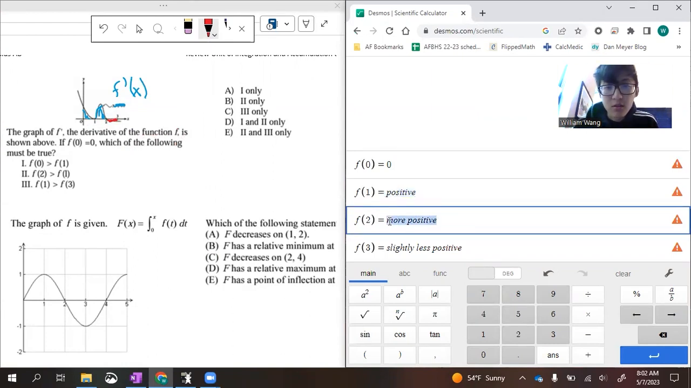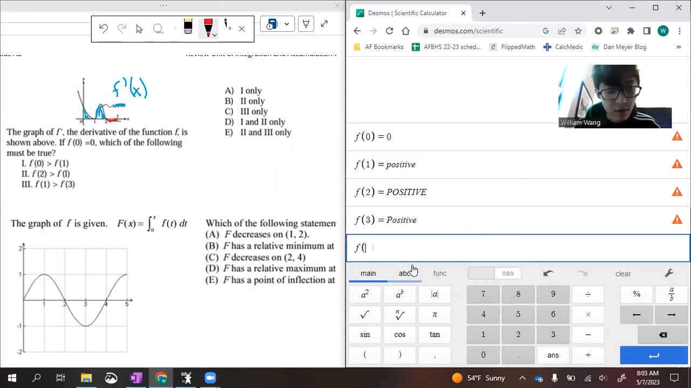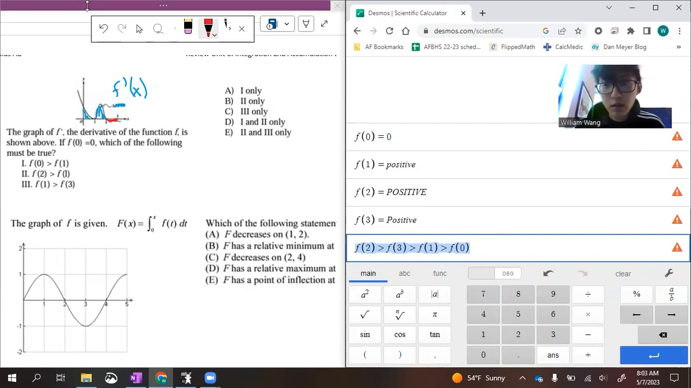So here's what I'll do. So f of 1 is lowercase positive. F of 2 is uppercase positive because it's super positive. F of 3 is just the p is capitalized. So it's just somewhat positive. So if I were to order them, f of 2 is greater than f of 3, which is greater than f of 1, which is greater than f of 0, which is just 0. So that should be the order of the functions of the areas, right?